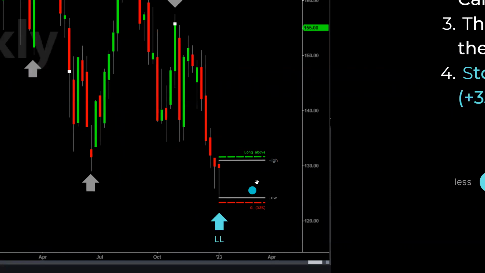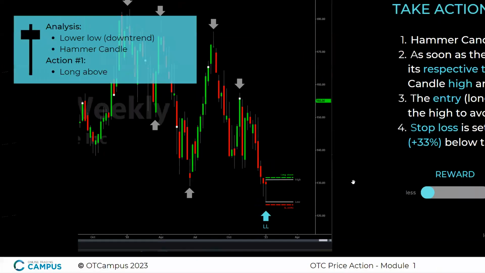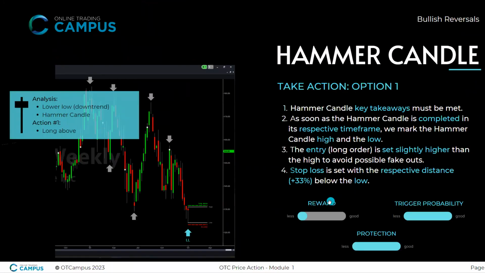Mark the high, mark the low, move your entry order, your line, a little bit above to avoid fake outs, and your stop loss below. Very, very easy. Let's go to part one, and here this is the reward. Why is the reward less? What is the reason? Less means, look, in this scenario we will always trade the full range of the hammer candle. Sometimes it is a really big zone. That means your reward will be less.